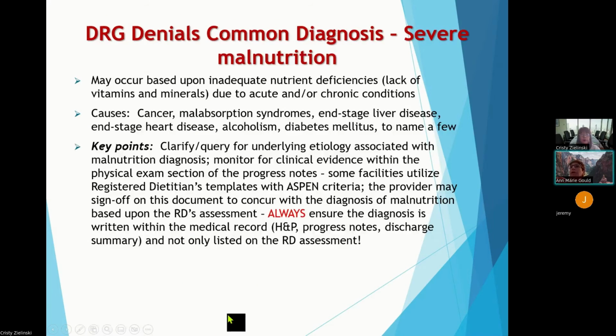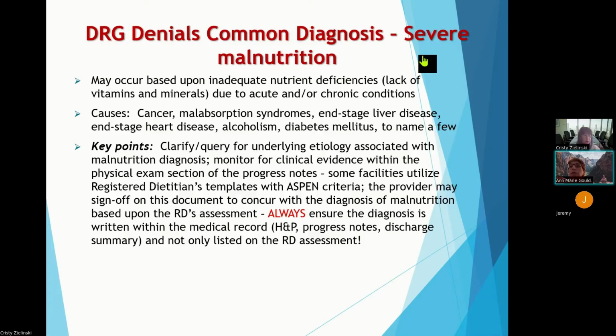Okay. All right. And then severe malnutrition is another common diagnosis we see. It may occur based upon inadequate intake or nutrient deficiencies, that's lack of vitamins or minerals, for that patient. And it could be due to an acute or a chronic condition. So your causes, as you can see, are usually your type of cancer, end stage heart disease, liver disease, alcoholism, diabetes, even malabsorption syndromes if they had a gastric bypass. And that's just a few causes that we outlined here.